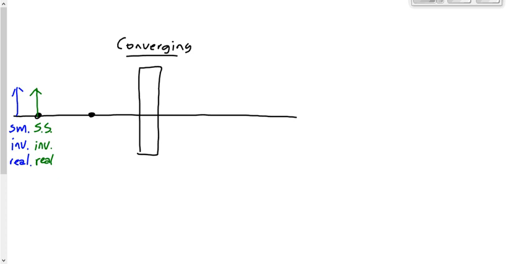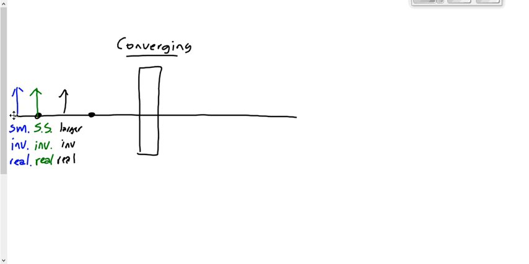You can probably predict what's going to happen next, even if you didn't remember. Based on these two, what do you think the next one's going to be? We had smaller, we had same size, now we have larger. If we have an object placed in here, the image is going to be larger. Is it going to be inverted or upright? We keep following the same pattern. Smaller inverted real, same size inverted real, larger inverted real. Does that make sense?